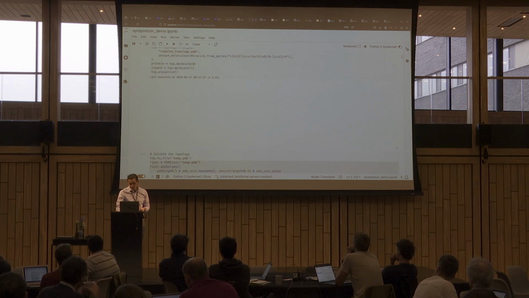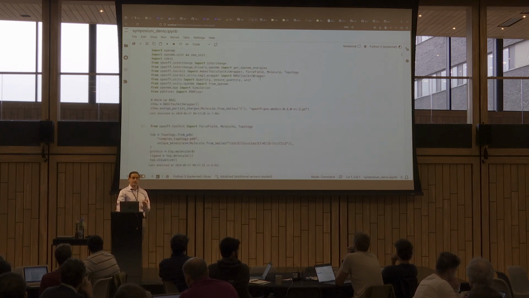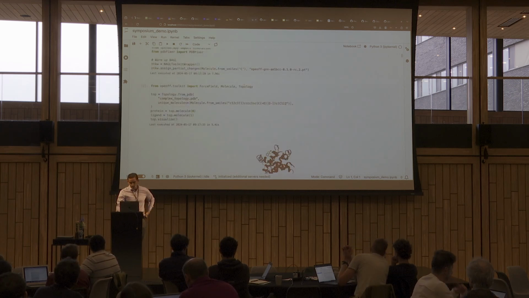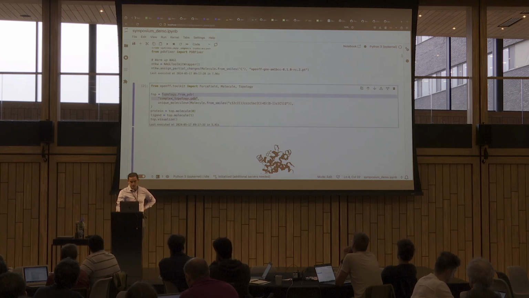And what I'm going to do here is take that PDB file, superpose a ligand on top of it, show you how to solvate the entire complex, assign parameters, and then simulate it. The first thing we do is load the topology from PDB. This is an OpenFF Topology call.